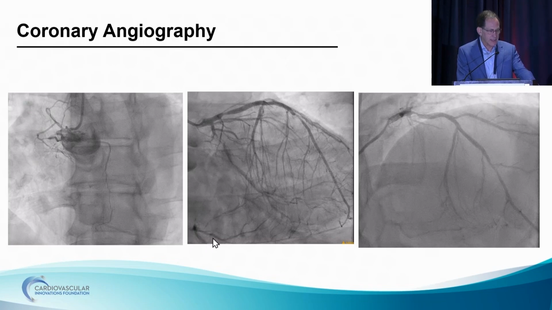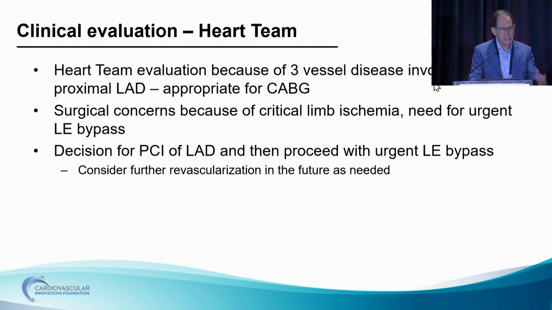You can see some filling left to right collaterals, and then a straightforward proximal high-grade LAD stenosis. Diabetic. So what are we thinking about? This is an example from the guidelines of a heart team approach. You really have to get a surgeon involved if he's stable, evaluate for 3-vessel disease involving the proximal LAD, appropriate for CABG. However, surgical concerns because of critical limb ischemia, worry about the leg, need for urgent lower extremity bypass.